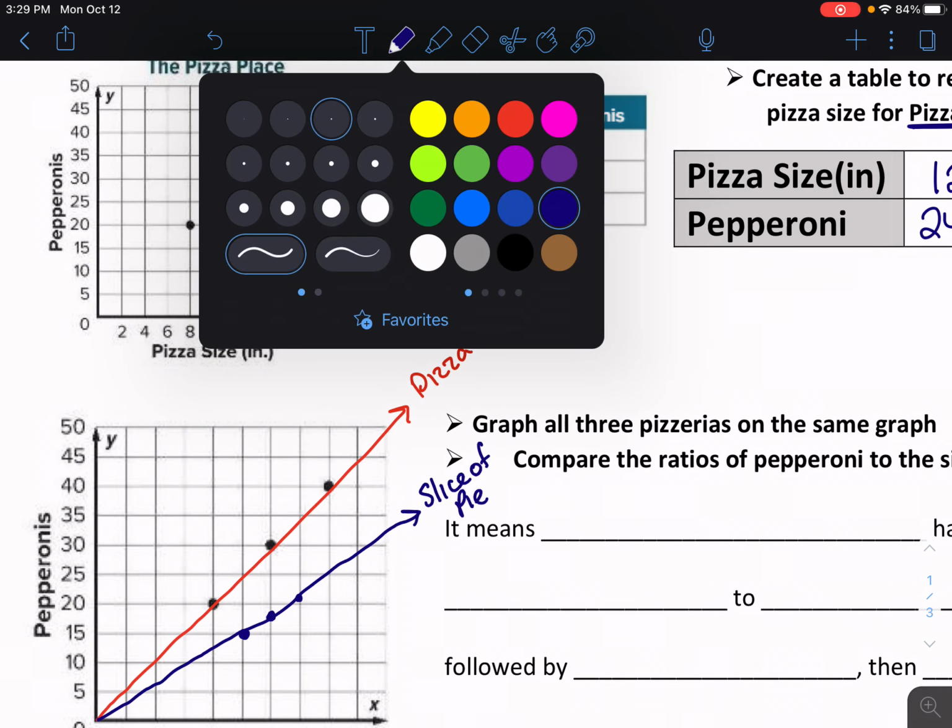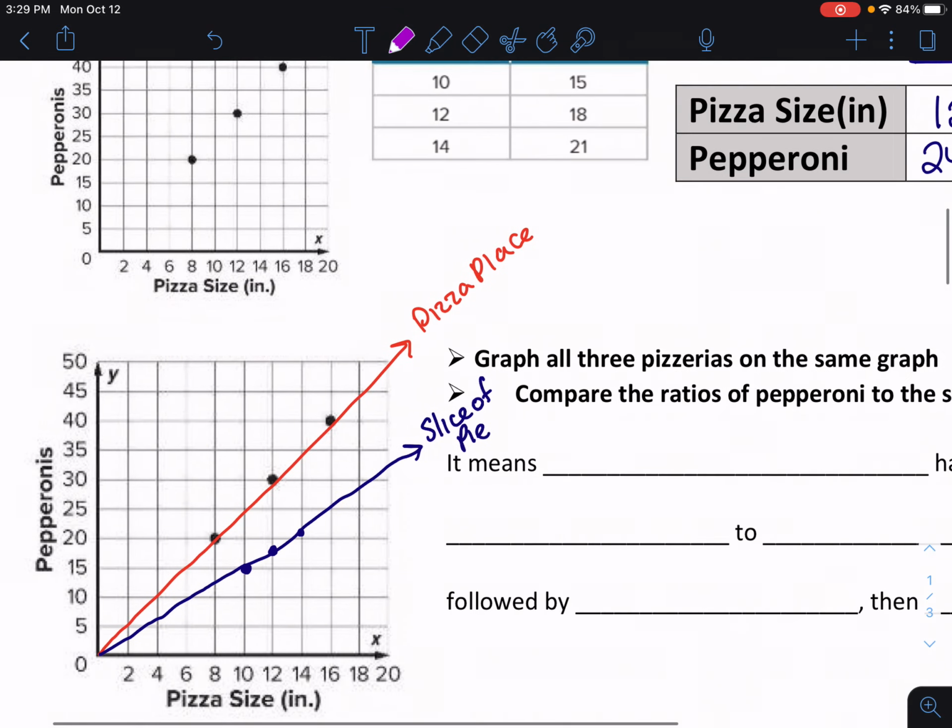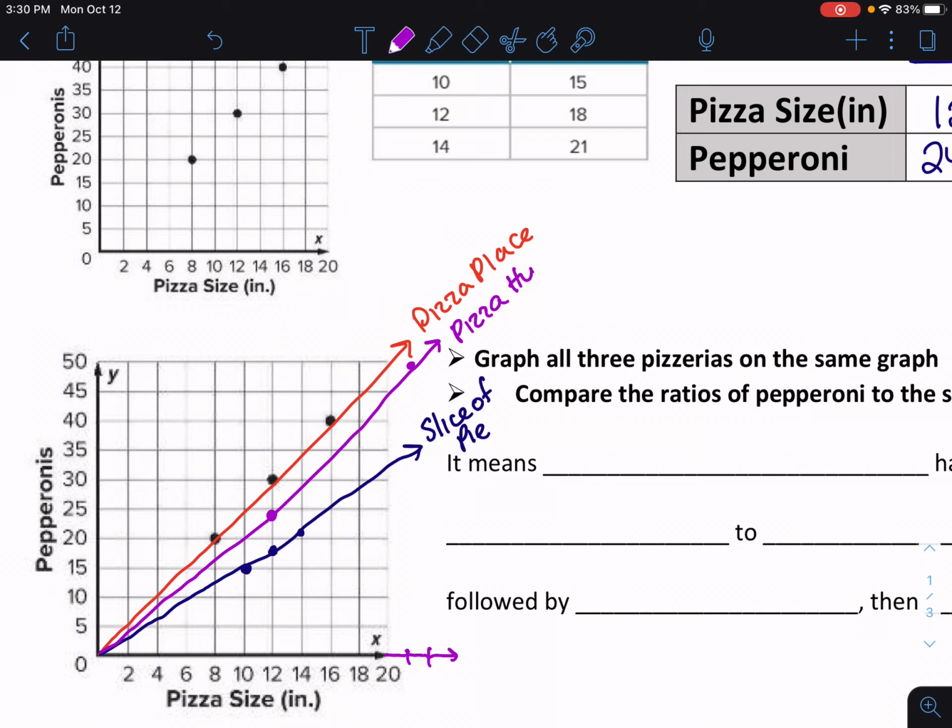And then Pizza Hut is going to start at 12, 24. So here's 12, 24. And then if I do 24, 48, that's going to be somewhere up here. So I can just extend this really quick. 18, 36, and then 48 is going to be somewhere up here. And when I connect these dots, this is Pizza Hut. Okay, I can use different colors. You guys may not be able to use different colors, so make sure that you're labeling appropriately for your lines.